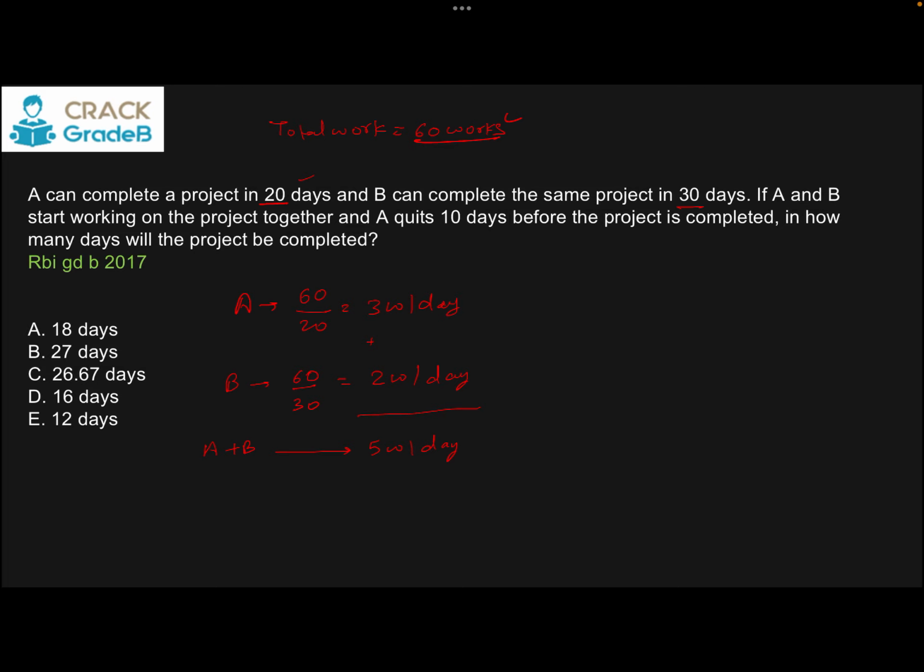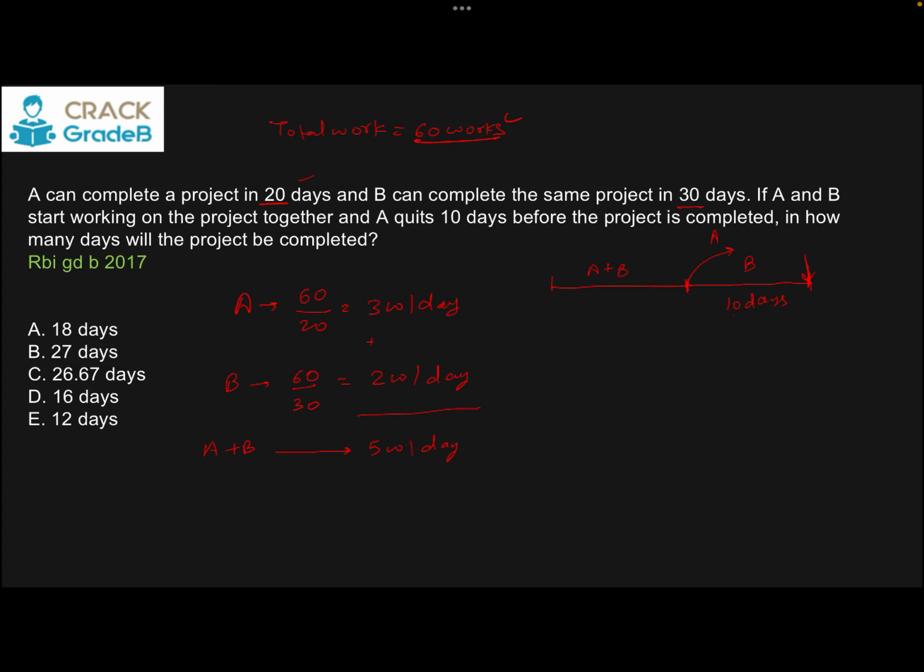Now in what fashion are they working? This is like the timeline. For the first few days, A and B both are working. Then, 10 days before the end of the job, A leaves the job. So for the last 10 days only B was working, because A left 10 days before the job was finished.